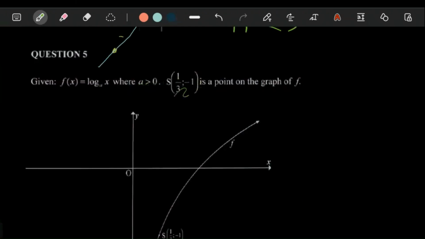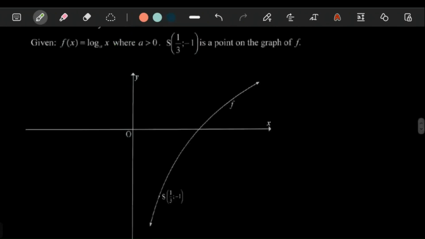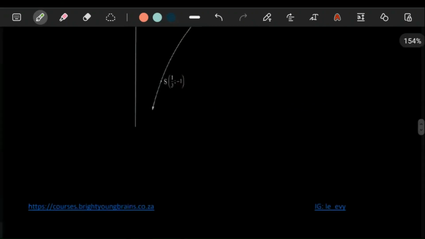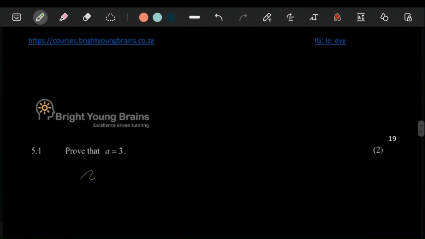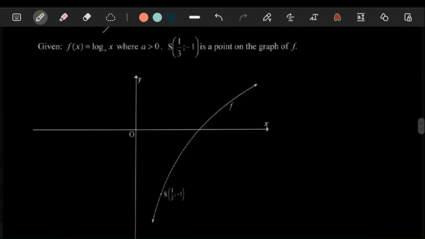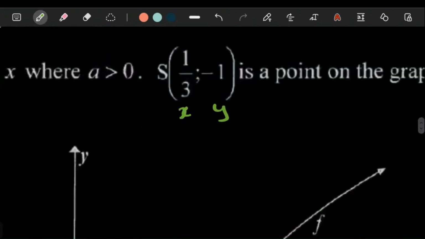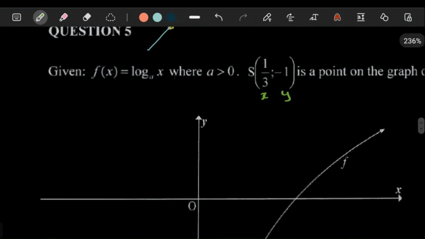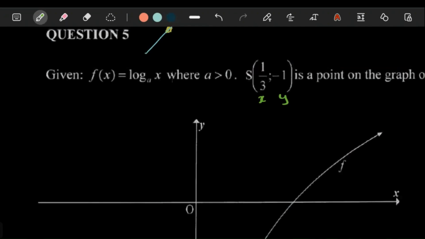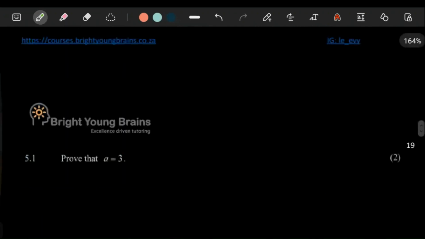And then they said we have point S, which is a third, -1. It is a point on the graph of f. Okay, that's okay. Doesn't seem like a strange question. The first question is saying we should prove that a is equal to 3 for 2 marks. So that's quite straightforward. Because remember, this is just an x value and a y value that the graph passes through. So in the equation of f, where y is, we can put -1. Where x is, we can put a third, and then we can solve for a. So let us do that.